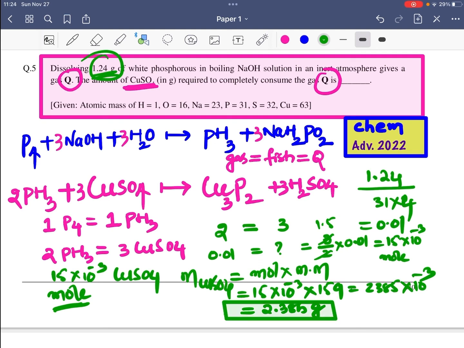So here 1.24 grams of white phosphorus reacts with NaOH and gives 0.01 mole of PH3, which reacts with copper sulfate and produces this. So this is an Advanced question. If you remember the equations, these two reactions, this question is the easiest one. Otherwise, it is the toughest one. Thank you.